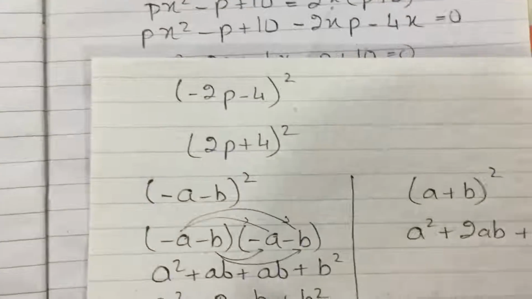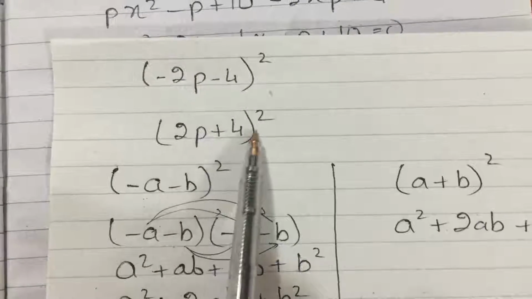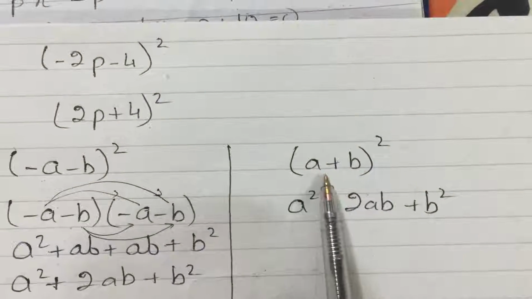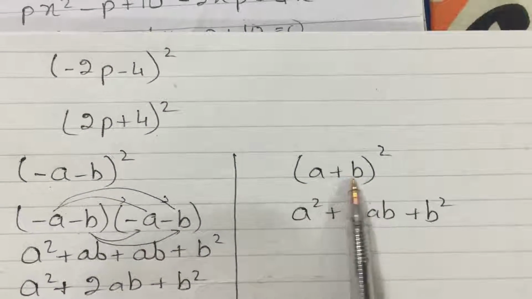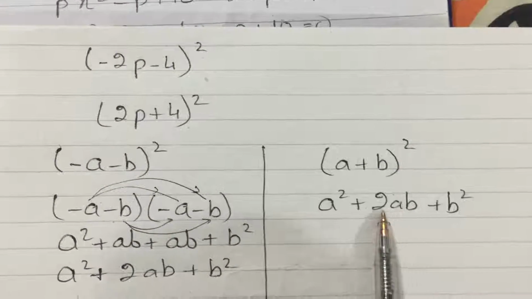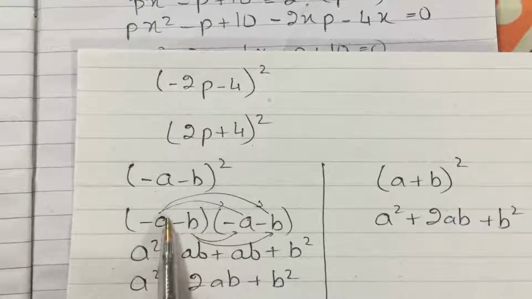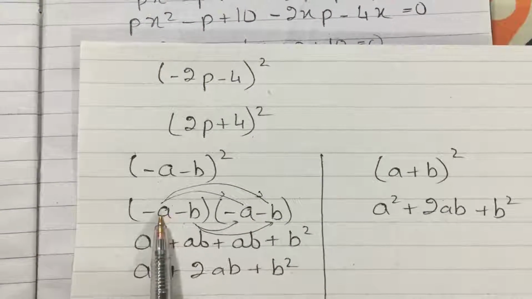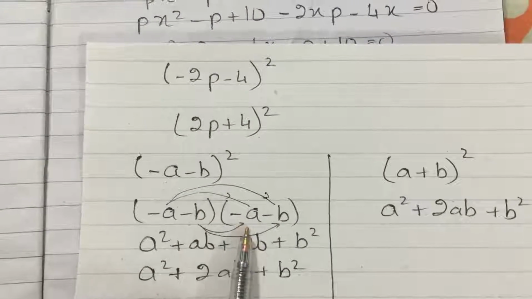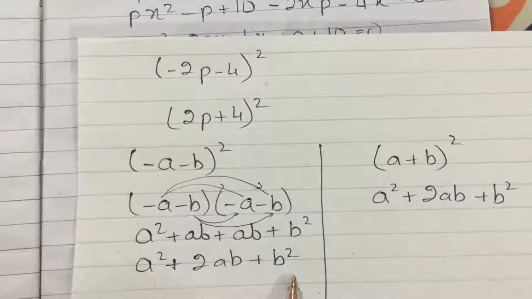You must know that the expansion of minus 2p minus 4 whole square will be equal to the expansion of this. Let's see how. We all know the algebraic identity a plus b whole square is equal to this, which we learn in class 9. Now if we see the expansion stepwise, square means I am writing it twice. If you multiply minus a by this and this, you will get a plus sign. Then minus b by this and this, you get all plus. So it is eventually a square plus 2ab plus b square.